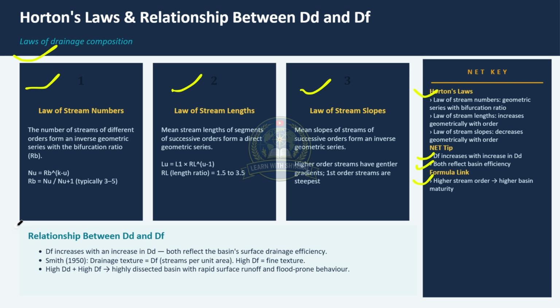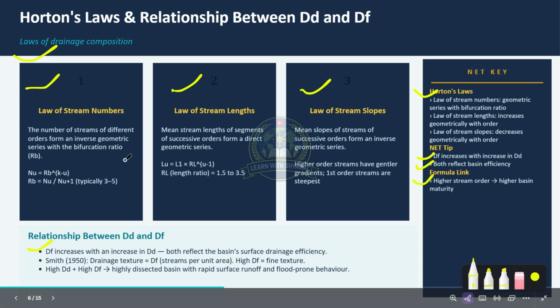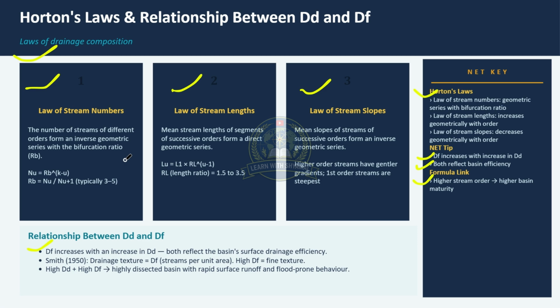Relationship between drainage density and drainage frequency. Drainage frequency increases with an increase in drainage density. Both reflect the basin's surface drainage efficiency. Smith 1950: drainage texture is equal to drainage frequency, streams per unit area, and high drainage frequency means fine texture. High drainage density plus high drainage frequency means a highly dissected basin with rapid surface runoff and flood prone behavior.